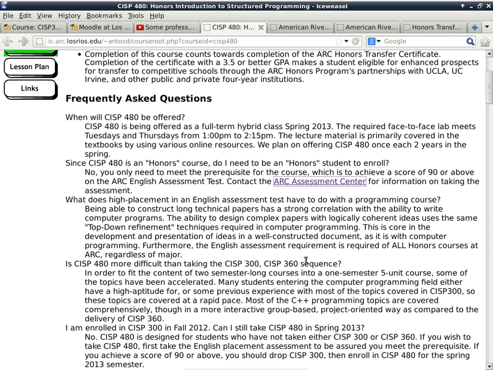Yes. How come you don't traditionally combine 300 and 360? How come they're a separate class? So why do we not combine them normally? Well, I'll tell you what, if this goes real well, it could very well open the door to doing something like that.